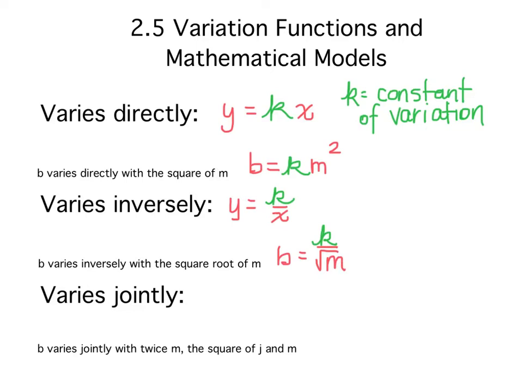And varies jointly. So just think about joints sticking together. Jointly is just multiples multiplied together. So varies jointly would be y equals k times x, z, whatever. An example of that would be b varies jointly with twice m, the square of j, and let's change that to z and z.